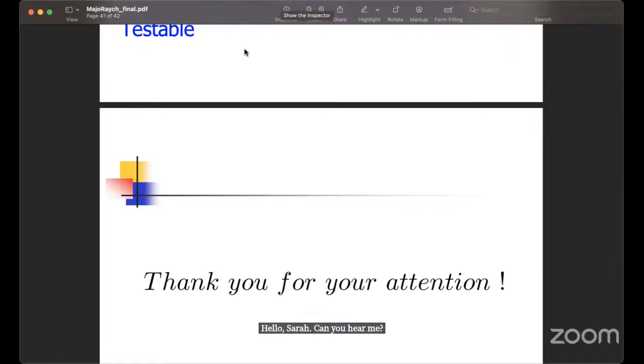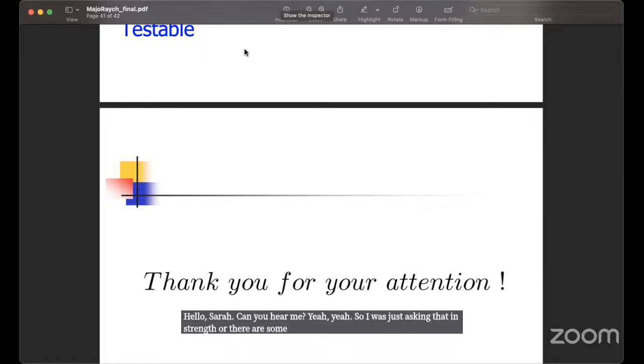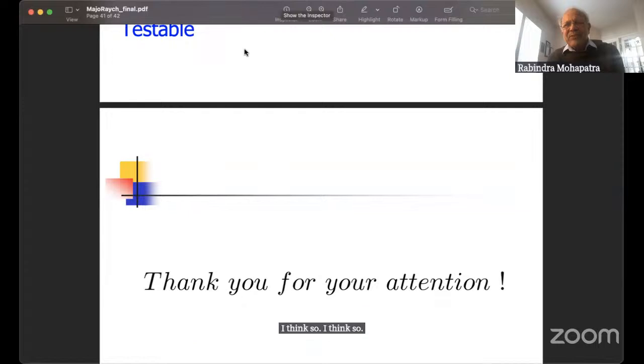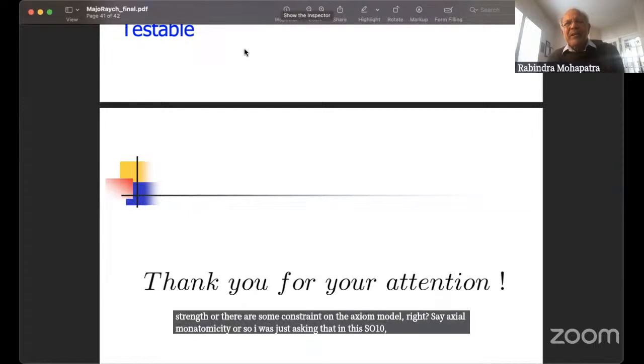So I was just asking that in string theory, there are some constraints on the axion model, right? Say axion monodromicity or the Dante's Inferno. So I was just asking that this SO10 would satisfy all this. Like, would it be consistent with the monodromicity of the complex plane or something like that? I think so. I think this is consistent with everything that we are familiar with.